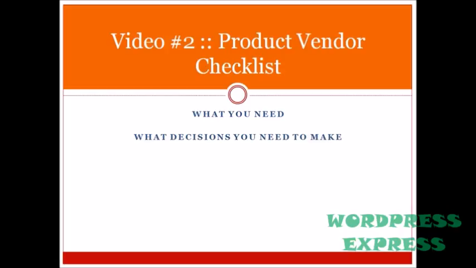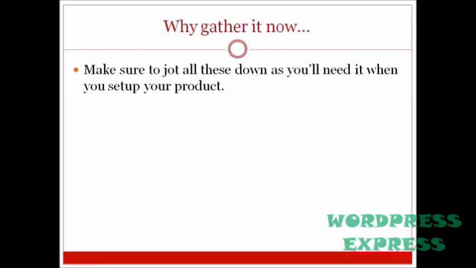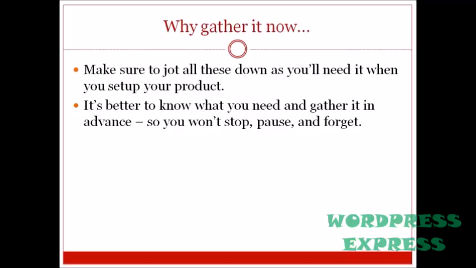We're going to talk about what you need and what decisions you need to make. So why gather it now? Make sure to jot all these down as you're going to need it when you set up the product. And it's better to know what you need and what kind of decisions you need to make beforehand so you don't stop, pause, and forget.